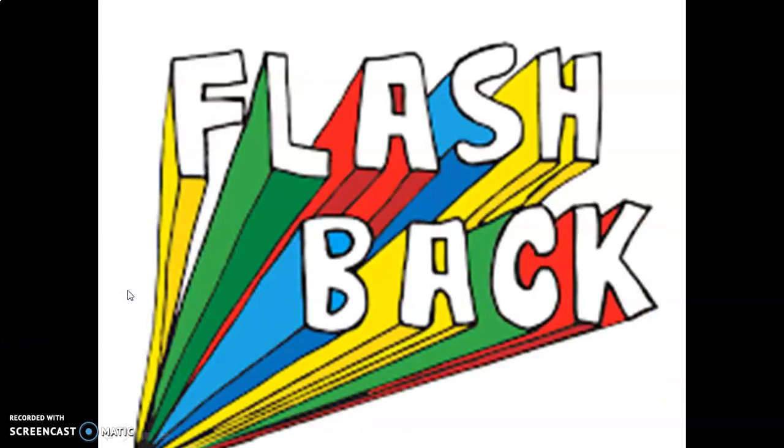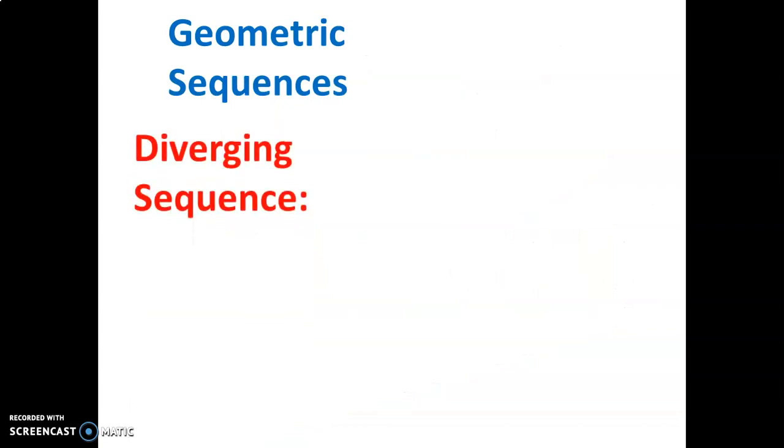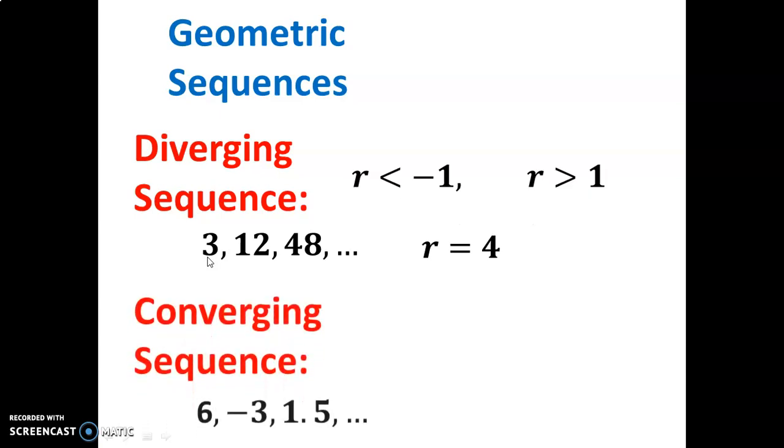Let's begin with a little bit of a flashback. Looking back on geometric sequences, we looked at two main types. One was called a diverging sequence, for example here, and another type was called a converging sequence, for example here.